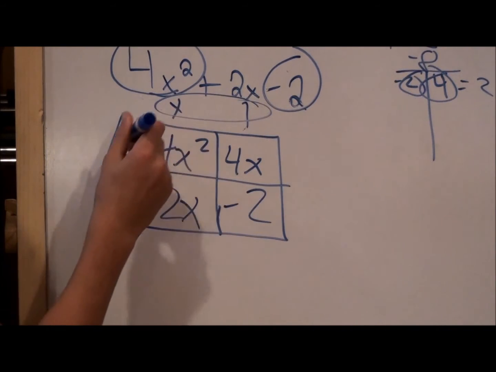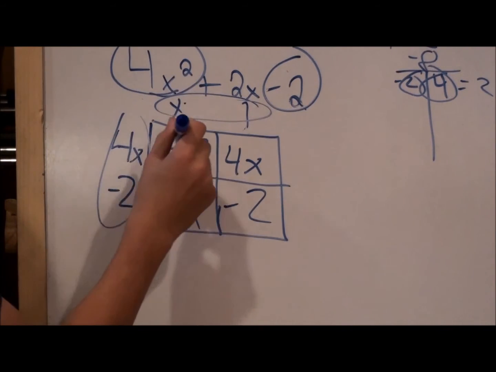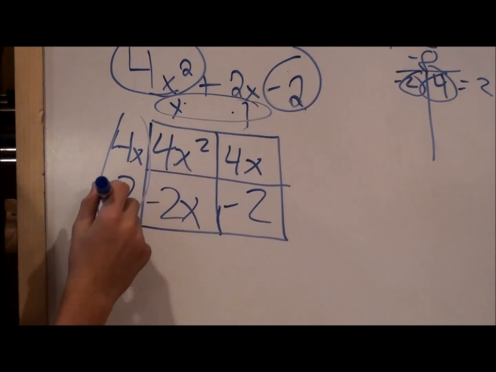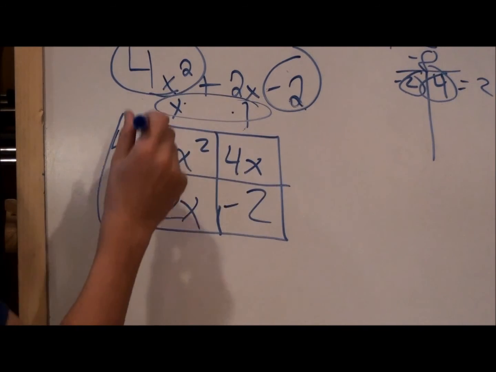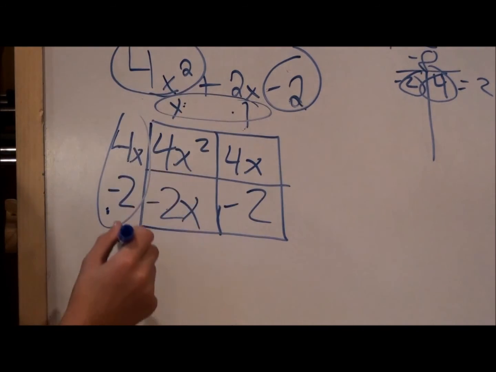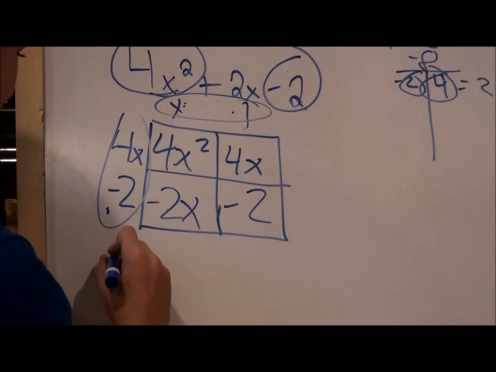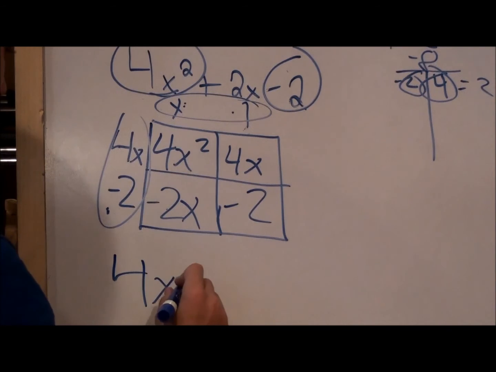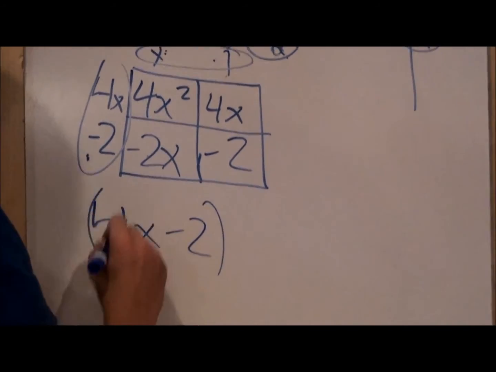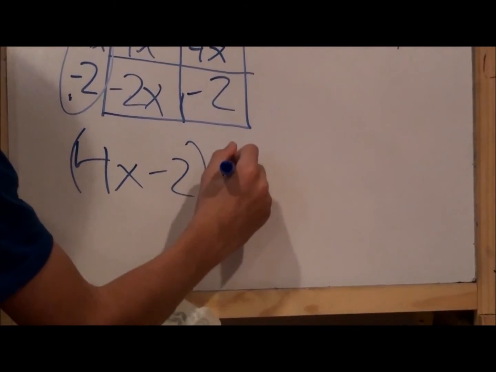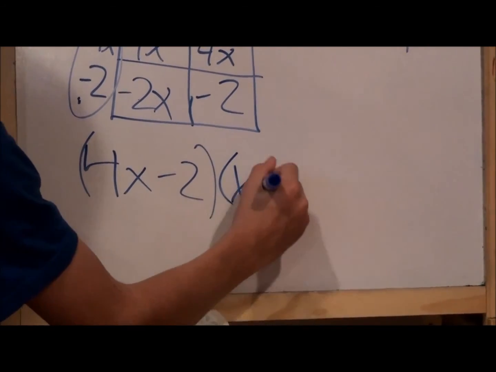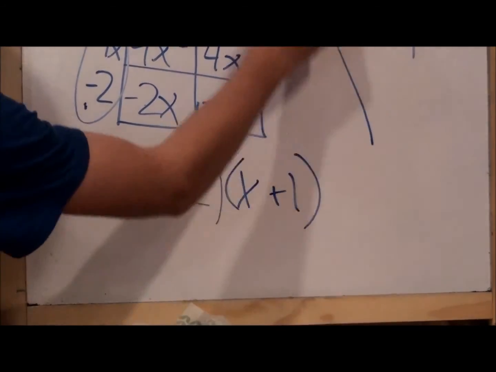And if you want to check your work, this times this equals 4x squared, this times this equals -2, this times this equals -2x, and this equals 4x. So then we end up with 4x minus 2 and x plus 1. There's the box method.